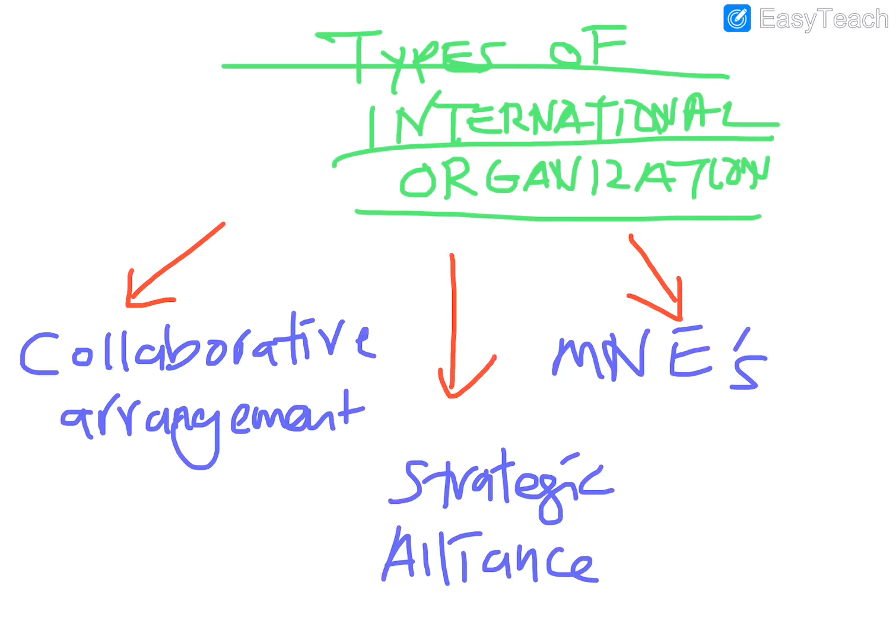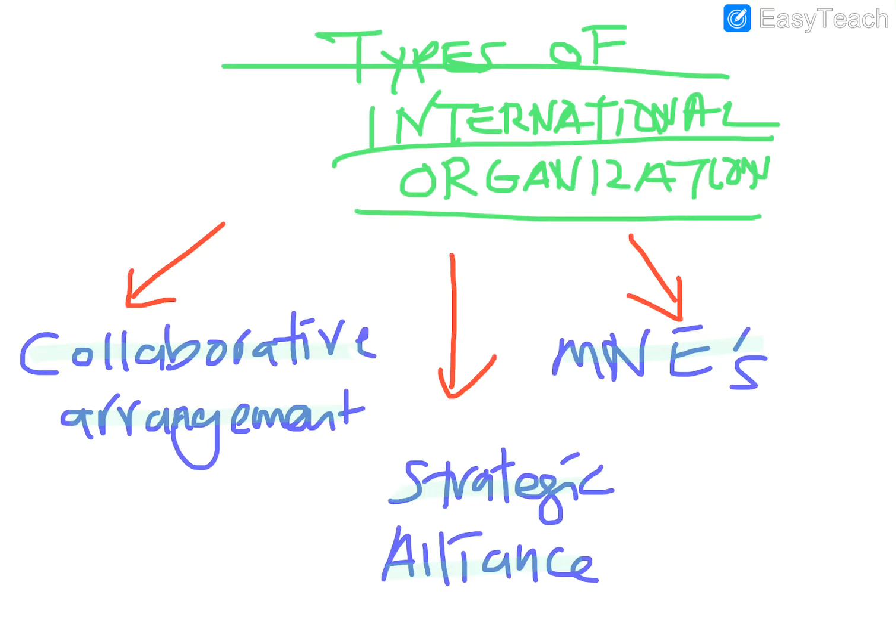Next we proceed to the types of international organization. Basically, we have three types. First is collaborative arrangement, then we have strategic alliance, and also we have MNEs. MNEs refer to multinational enterprise. We go one by one.